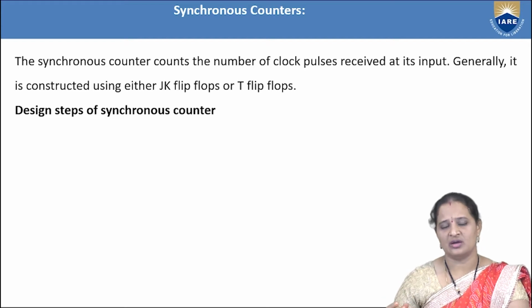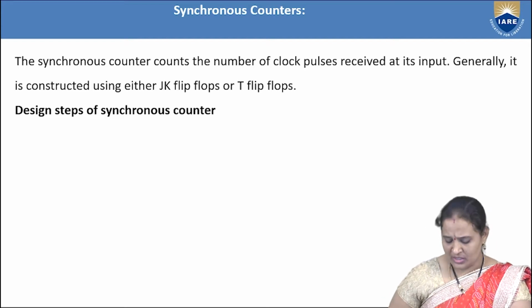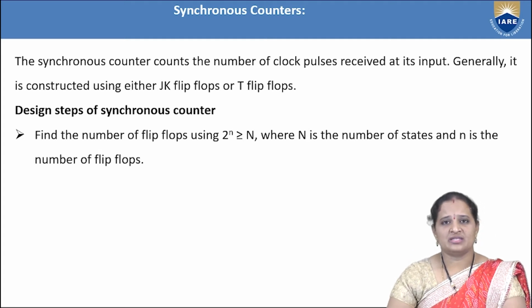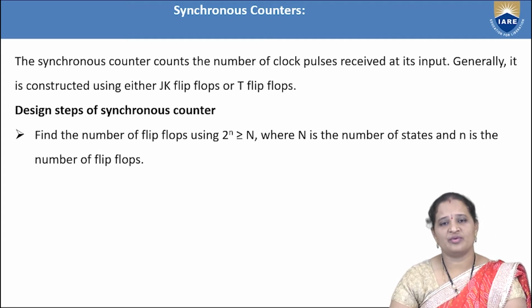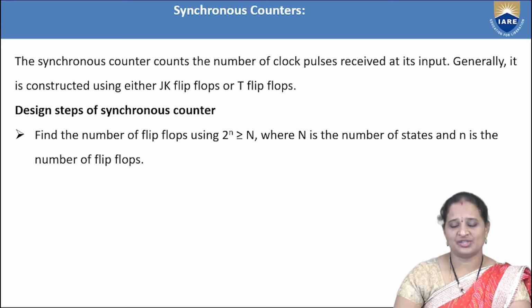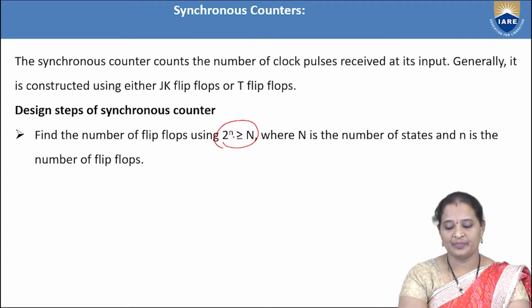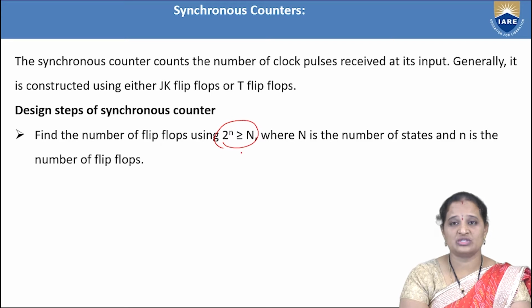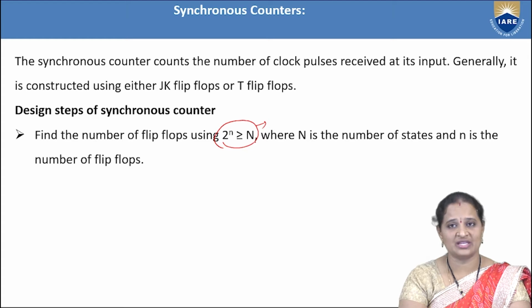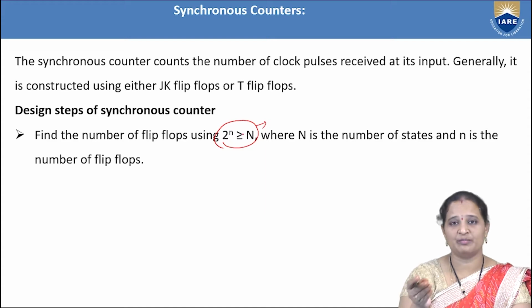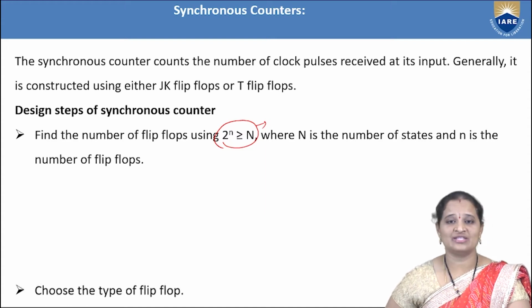We should have a procedure for designing a synchronous counter. The first step is to find the number of flip-flops required using the condition 2^n ≥ N, where small n is the number of flip-flops required and capital N is the number of states. So we need to select the number of flip-flops such that this condition is satisfied, where capital N is the number of states that the counter has to undergo, and n is the number of flip-flops required to implement that counter.